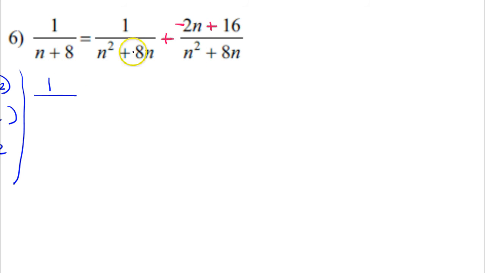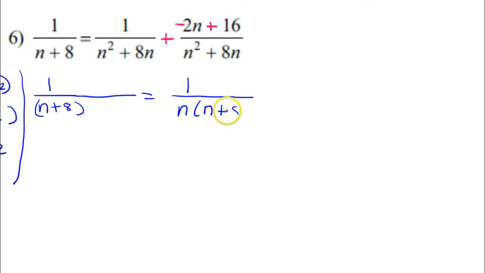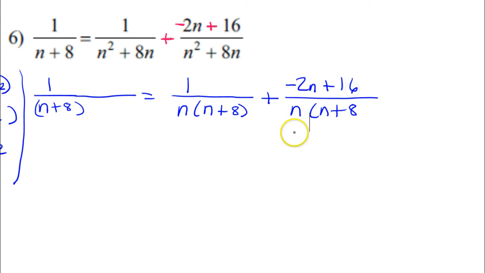So let's do some factoring here, because really I want to make the denominators the same, but I need to see what I'm dealing with. Okay, so GCF: I see a common factor of n, so that's going to leave n times n plus 8. And this is the same thing. Okay, so I just need to make all the denominators the same.